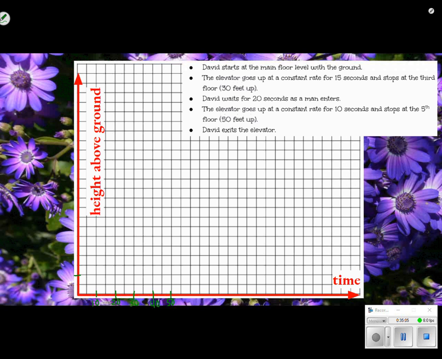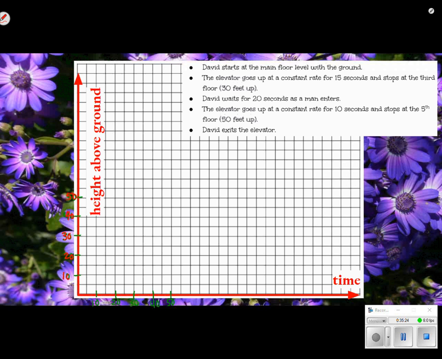So let's do 10, 20, 30, 40, 50. You want to evenly space these out. Makes a good graph. Let's get some of these different colors in here. Might help I see it.